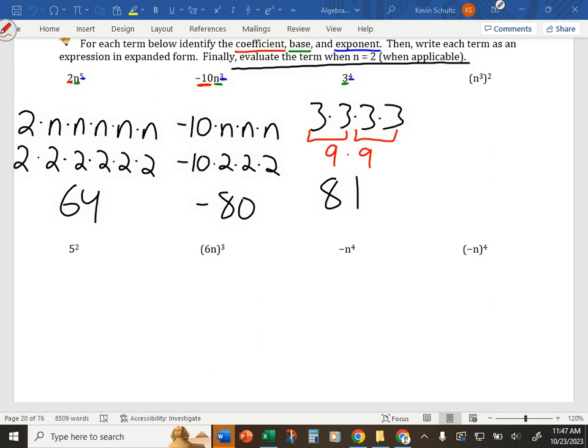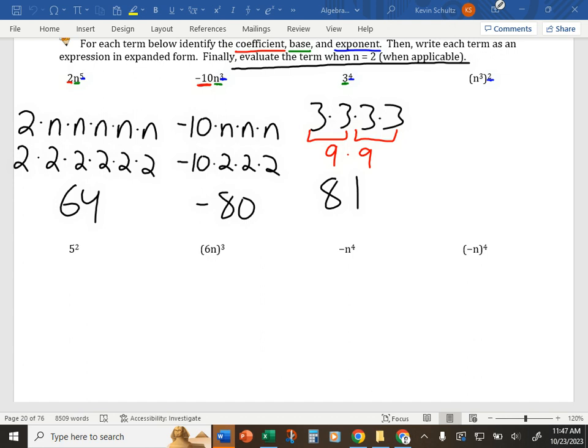Okay? The next one now, we've got some parentheses. And so when we look at this, we have an exponent of 2. And what is the base of that exponent of 2? What is being squared? Dominic. N to the power 3. Yeah, everything inside of our parentheses.